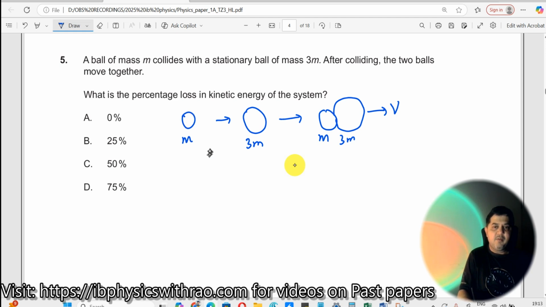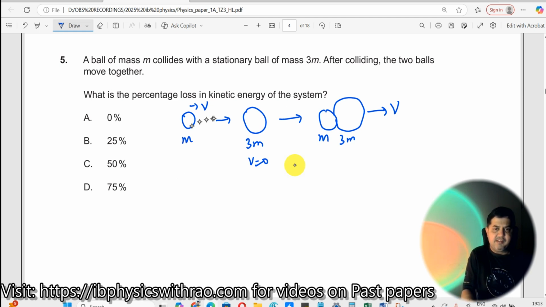Now what is here? A ball of mass m collides with a stationary ball. After collision, the stationary ball is at rest, and this one is moving at velocity. After colliding, what is the percentage loss in kinetic energy of the system?